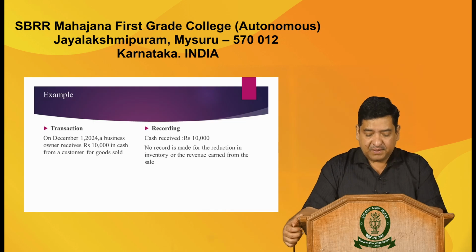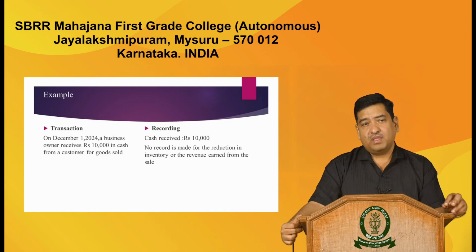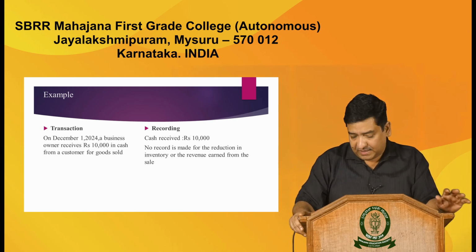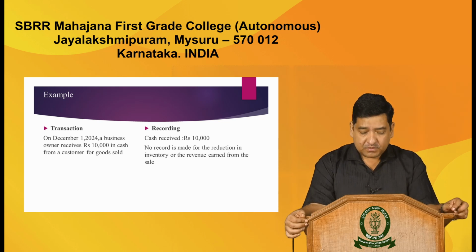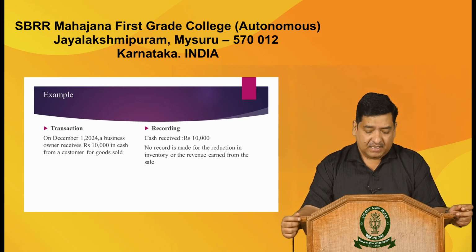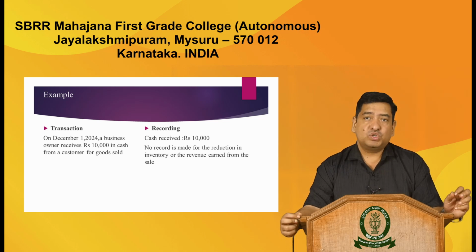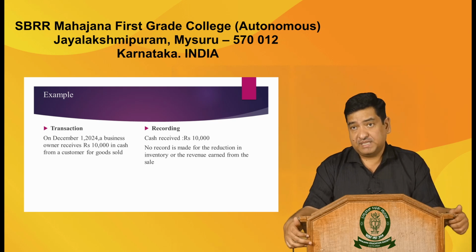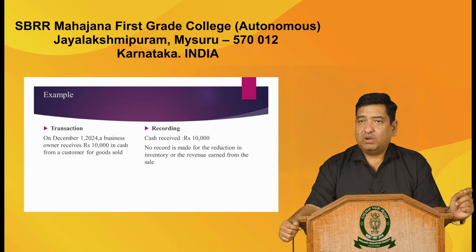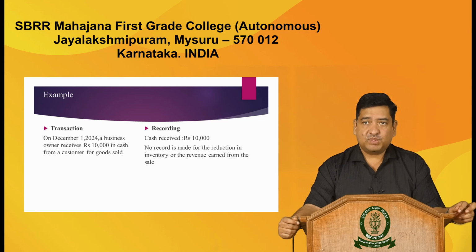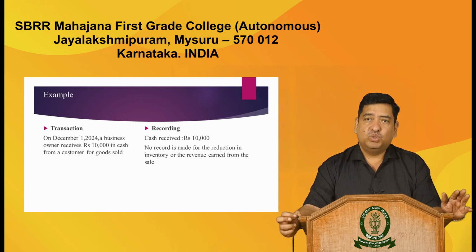Now let us begin with an explanation of how exactly the single entry system of accounting works, with an example of a transaction. On December 1st, 2024, a business owner receives 10,000 in cash from a customer for goods sold. So this is a transaction that he does in the business. I will repeat again: on December 1st, 2024, a business owner receives 10,000 in cash from a customer for goods sold.